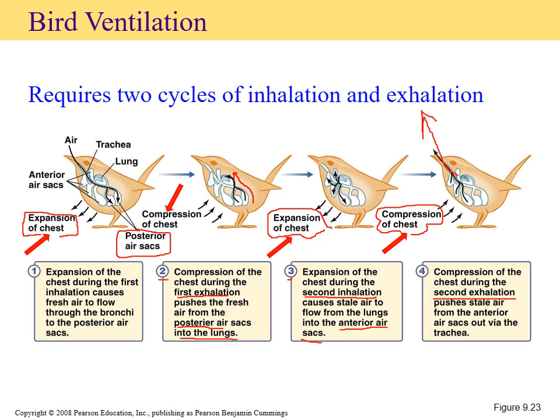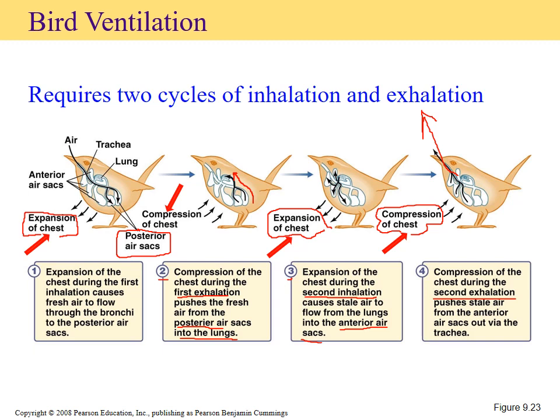So let's do this one more time. When you do your first inhale, air comes in and goes all the way to the back of the posterior air sacs. Then you do your first exhale, and now air goes from the posterior air sacs over to the lungs. So go ahead and do your gas exchange. Then you do your second inhale, and that allows you to take the air that was in the lungs that you're now done with and move it to the anterior air sacs. And finally, our second exhale means that we go from our anterior air sacs to the outside of the body into the environment, and we are done.